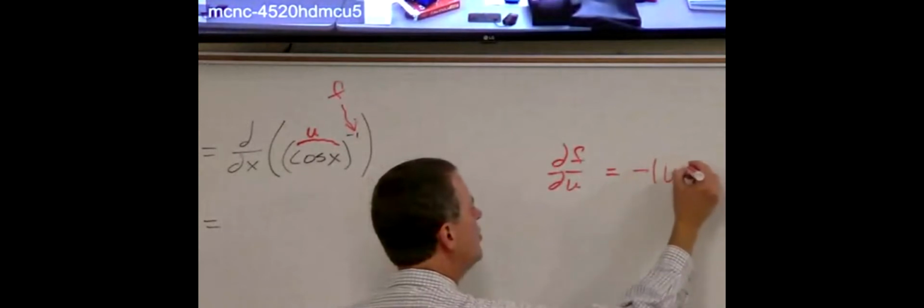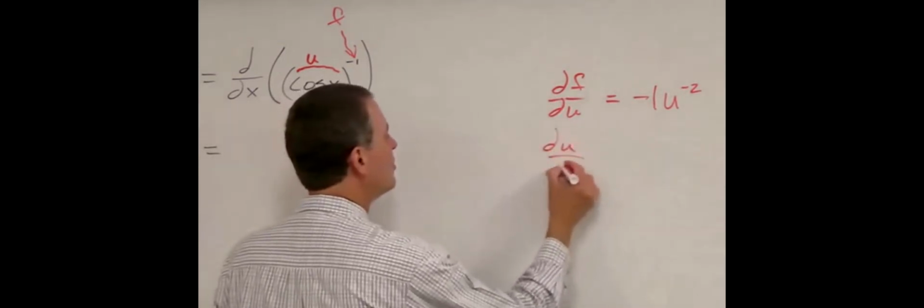This is f. That would be what? -1 times u to the -2. Do y'all agree with that? Well, we still have to do the derivative of u with respect to x. That's just negative sine of x.